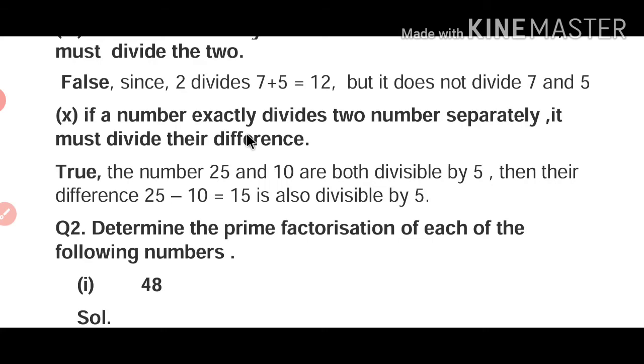Last one, if a number exactly divides two numbers separately, it must divide the difference. We can also write it directly as true by property 4 that if two given numbers are divisible by a number, then the difference is also divisible. Or you can see by an example, the numbers 25 and 10. These both are divisible by 5, and if you find the difference, 25 minus 10, which is equal to 15, and 15 is also divisible by 5.